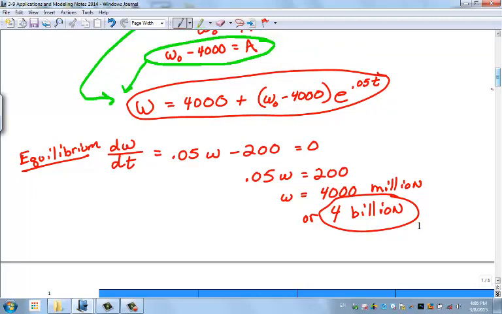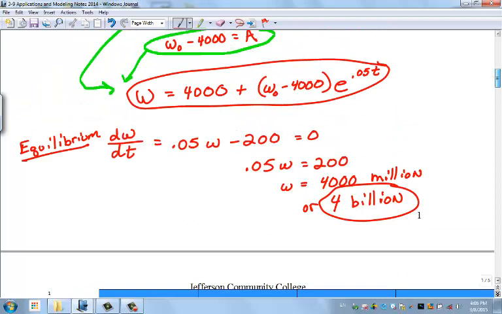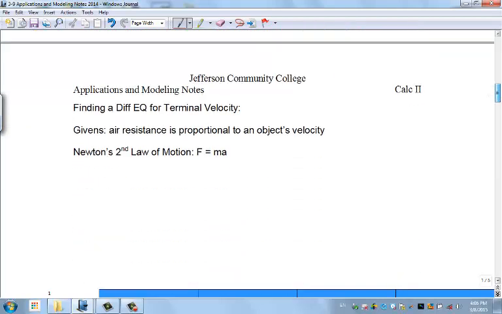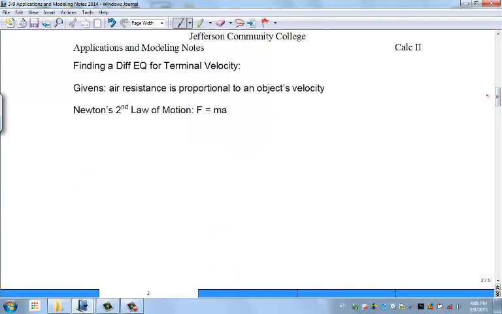Alright, moving on. Let's go to the next problem, finding a differential equation for terminal velocity. I always consult my husband, the former physics teacher, for this so that I don't mess it up.